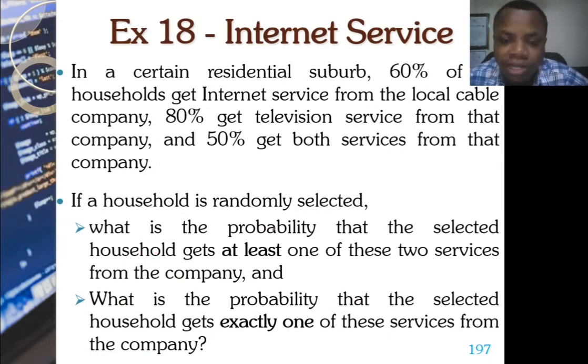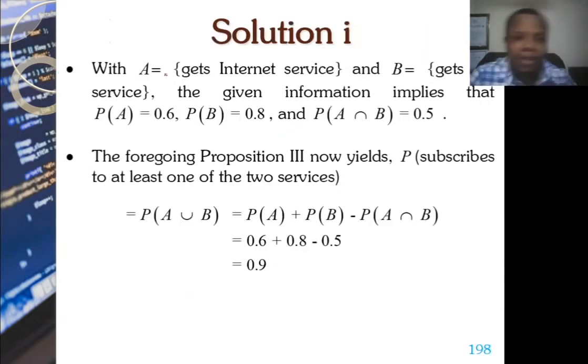What is the probability that the selected household gets at least one of these two services from that company? Now, the term "at least" means that the person could get either an internet service or a television service. Because of the term "or", it means that we would have to find the probability of internet service union the probability of television service. So all that we are going to do is estimate the probability of internet and the probability of television, that is, their union.